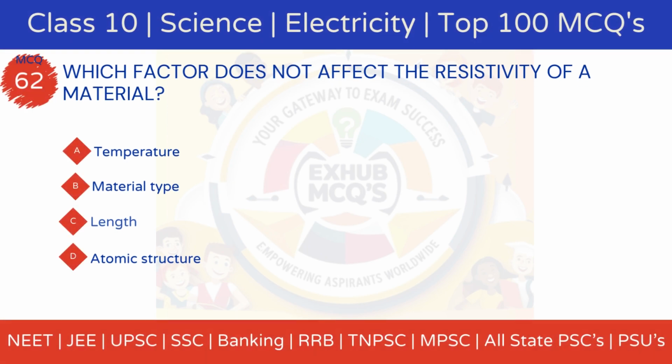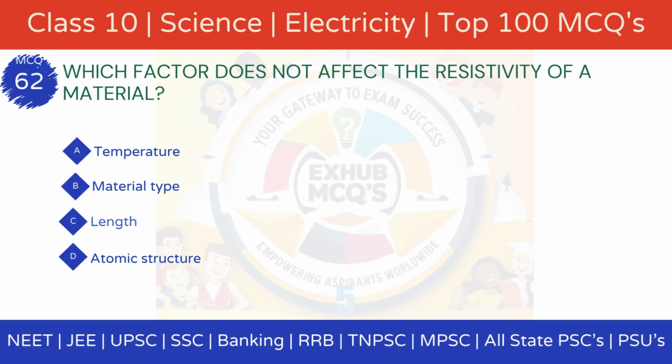MCQ 62. Which factor does not affect the resistivity of a material? Option A, temperature. Option B, material type. Option C, length. Option D, atomic structure.